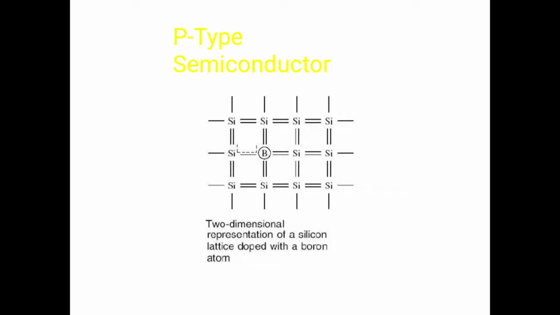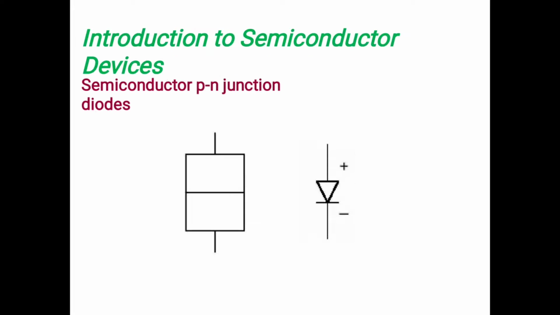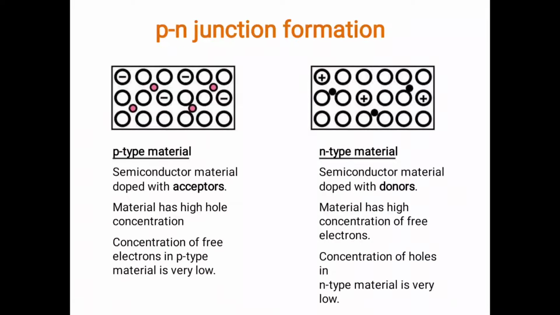The electrons are movable and the holes are the carriers. This is the introduction to semiconductor devices. A semiconductor device is the PN junction diode. A PN junction has two layers and one junction, with an anode and a cathode. The PN junction is formed from P-type material and N-type material.